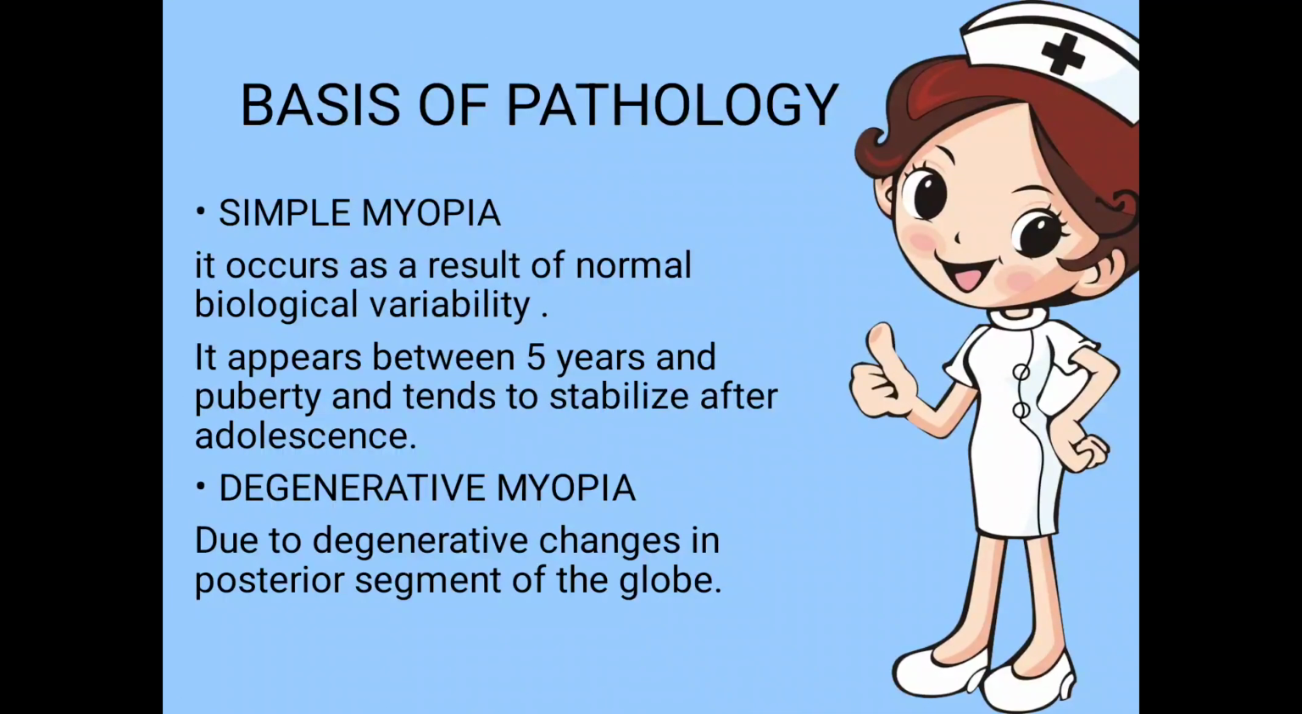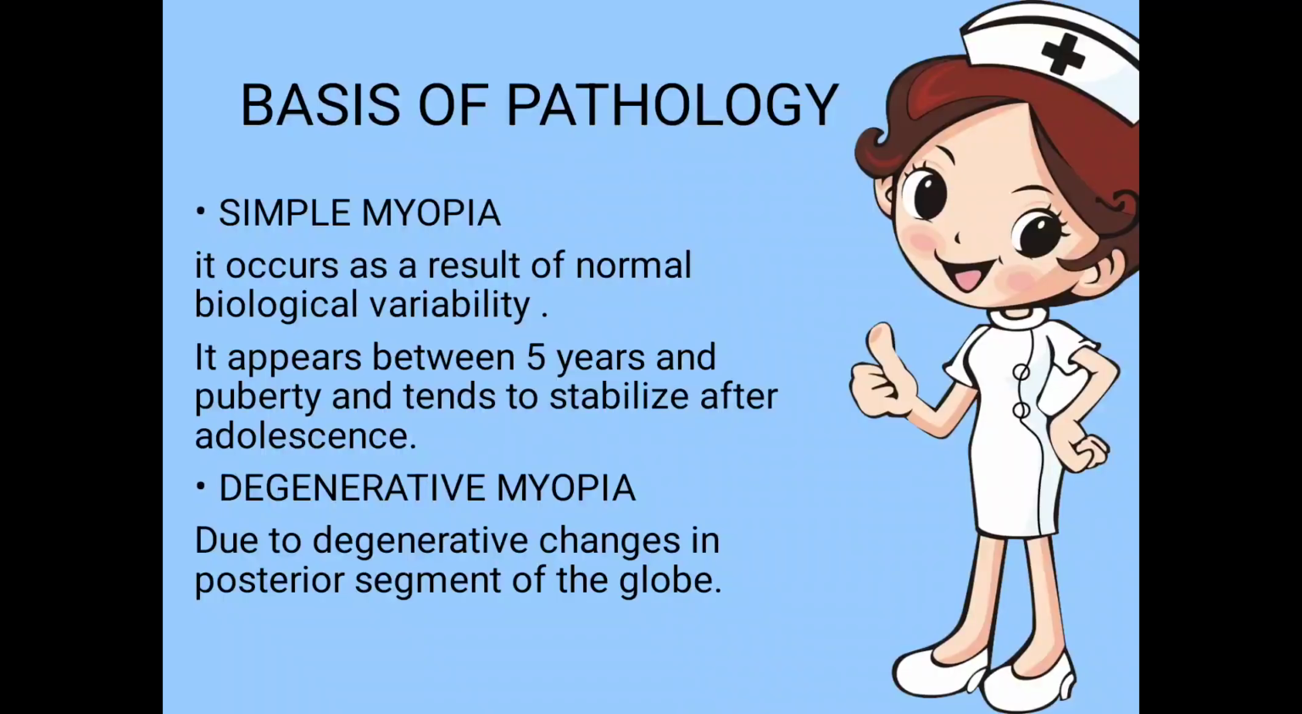Next one is on the basis of pathology. Now the first one is simple myopia. Simple myopia is a result of biological variability. Due to any kind of biological variability, it occurs. It appears between 5 years and puberty, and tends to stabilize after adolescence.